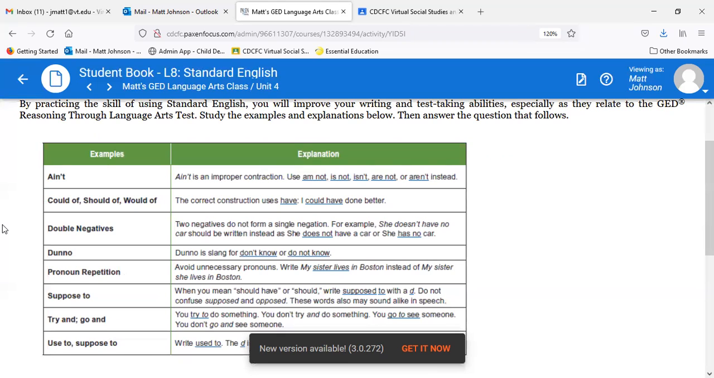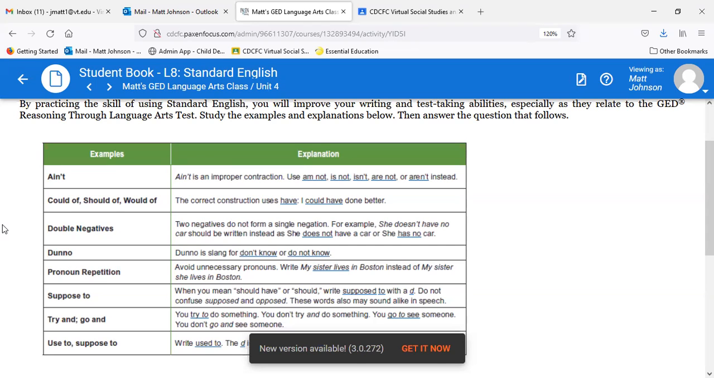So I could have, or you use the contraction could've, which is the apostrophe V-E. But could of is incorrect. It is not proper. It falls out of the language conventions. It is incorrect grammar to use of instead of have.